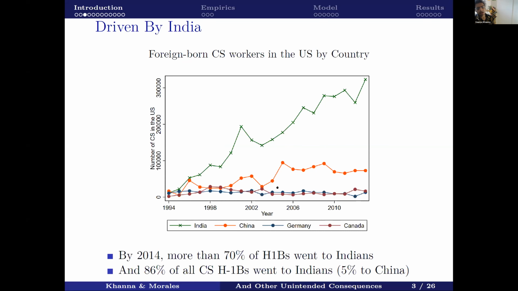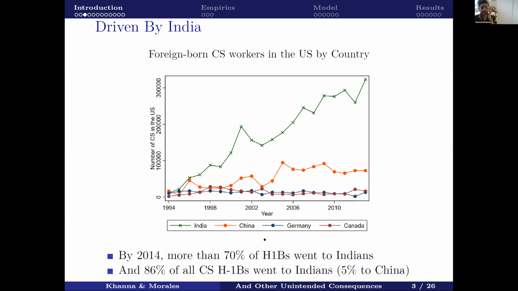Partly this was because Indians really captured the H-1B market. Now, the H-1B visa is a high-skilled visa that allows high-skilled workers to come from other parts of the world and work in the US. By about 2014, at the end of our study period, about 70% of all these high-skilled visas went to Indians. But this is all kinds of high-skilled workers: computer scientists, doctors, bankers.